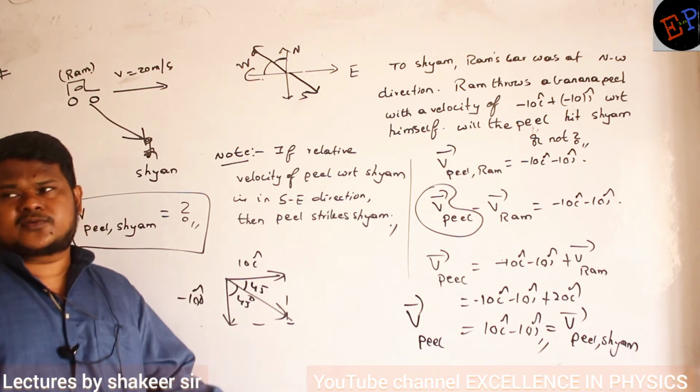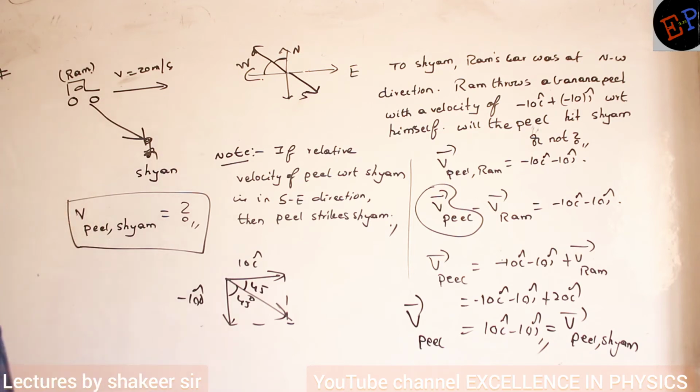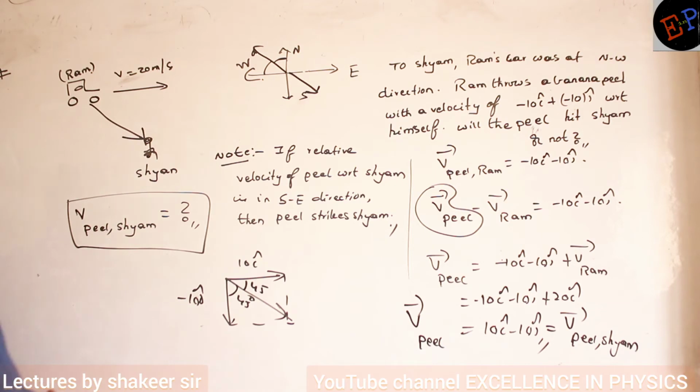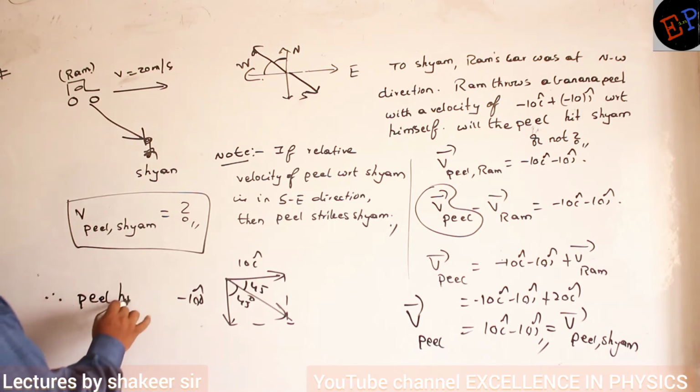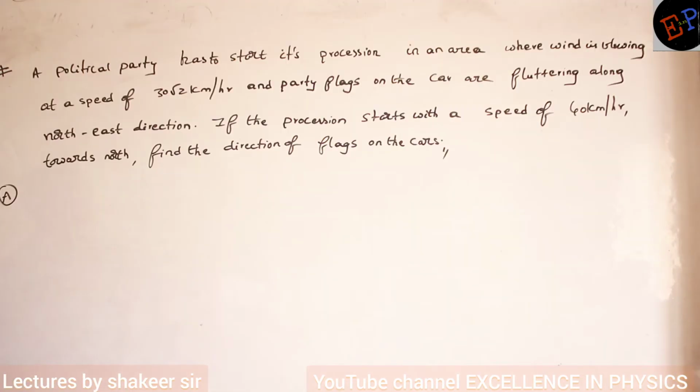Okay, so there are again two problems. Shyam, will he fight with Ram or not? If he doesn't fight, no problem. If he fights, again there are two problems. So like this, we can solve this problem. Clear? So therefore what I write? Peel hits Shyam. That is our answer. Peel is a reference question.